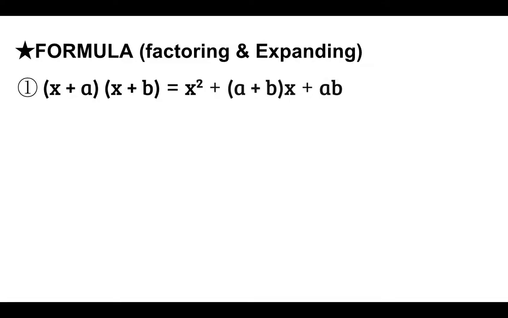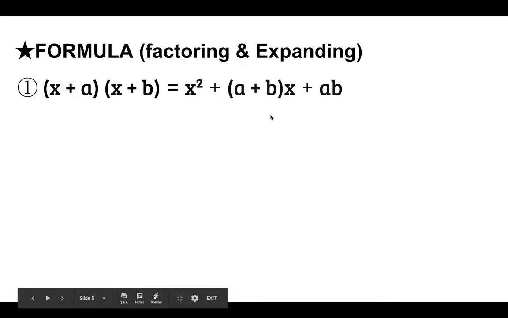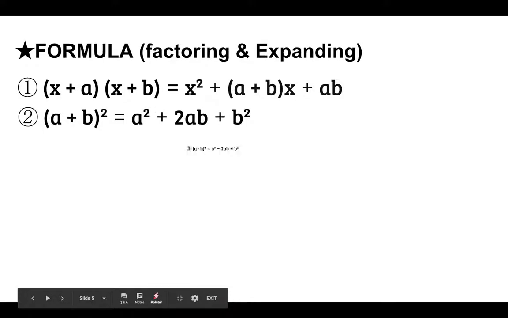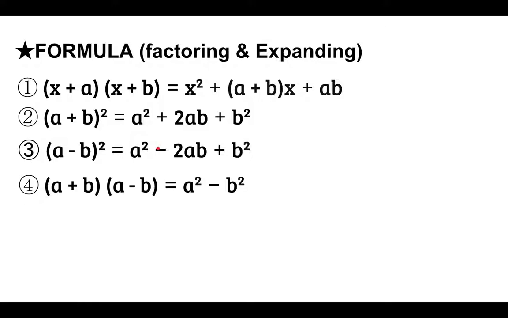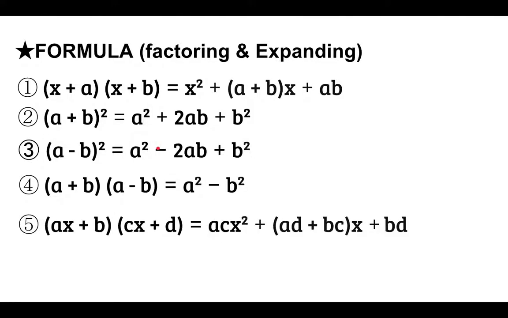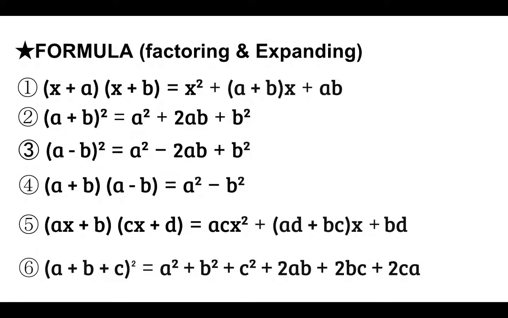So this is the formula going from factoring to expanding, or the opposite. First is this one. That is a very basic formula. The second, third. If a negative is involved, the result will also be negative. So 4, 5, and 6. You should remember these; they are very useful and very helpful.